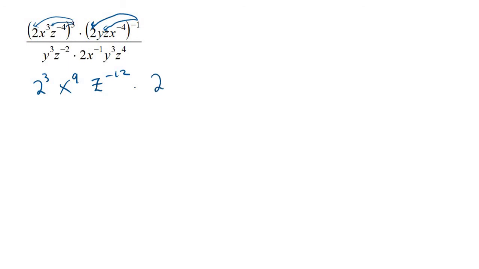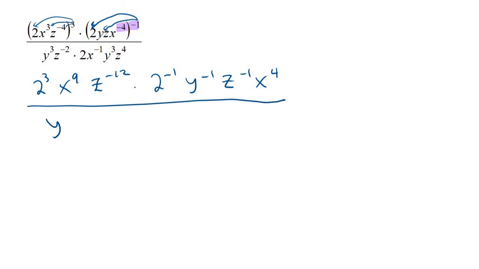So it will be times 2 to the power of negative 1, y to negative 1, z to negative 1, x to 4, because negative 1 times negative 4 is 4. And then we can just draw the bar and put everything down there the way they are. Okay, now we're ready to use the power property to get only one of each variable at the numerator and denominator.